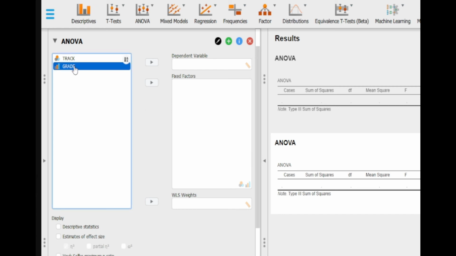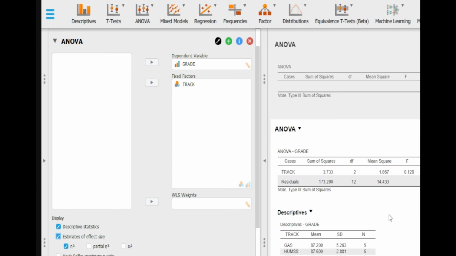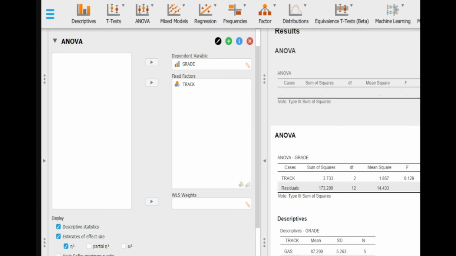So the fixed factors would be the track, and the dependent variable will be the grade. You can use the effect size and the descriptive statistics. So as you can see here, this is our data needed in our table. You can see the result on the screen.